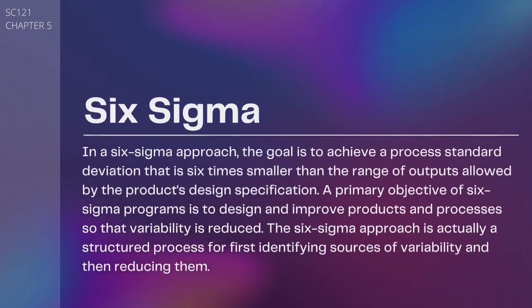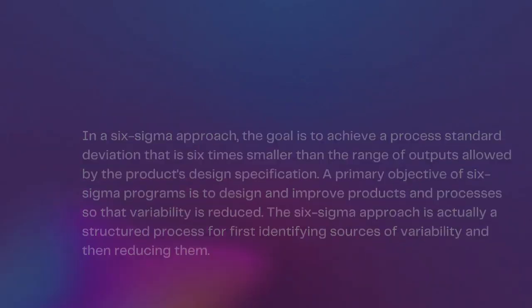Six Sigma. In a Six Sigma approach, the goal is to achieve a process standard deviation that is 6 times smaller than the range of outputs allowed by the product's design specification. A primary objective of Six Sigma programs is to design and improve products and processes so that variability is reduced. The Six Sigma approach is actually a structured process for first identifying sources of variability and then reducing them.